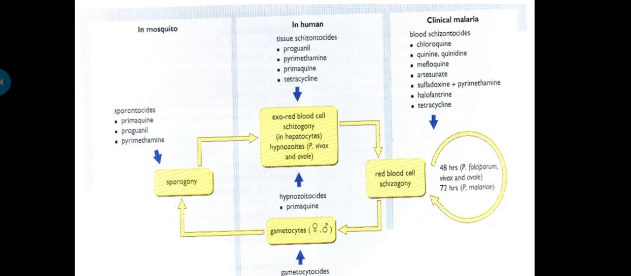clinical malaria is cured by the drugs which act on this phase, the red cell schizogony. That means the drugs are chloroquine, mefloquine, artesunate, halofantrine, tetracycline, etc. After that phase, the parasite converts into gametocytes, and gametocytes are killed by primaquine. After that, there is development of the sporozoites again in the mosquito, and sporontocidal activity can be seen with primaquine, proguanil, and pyrimethamine.